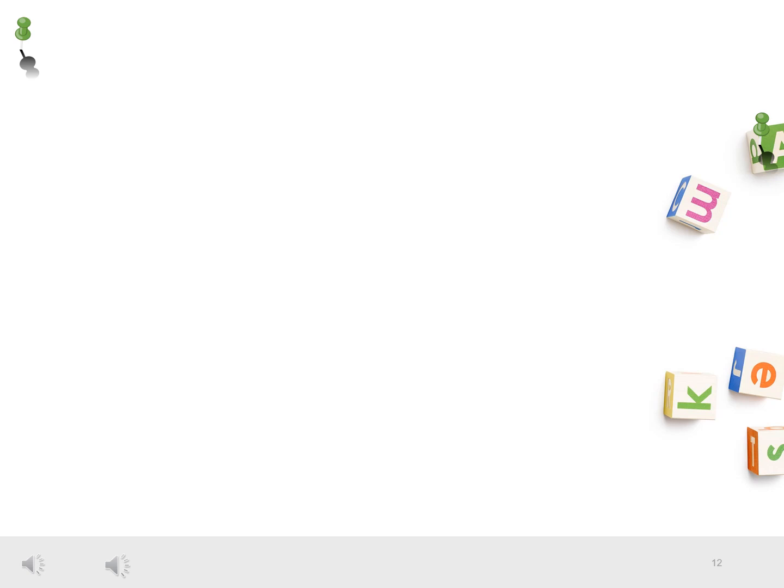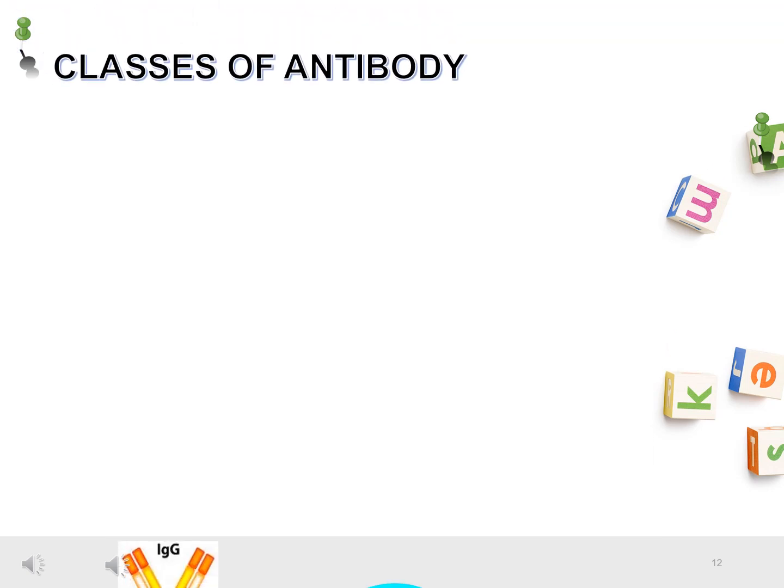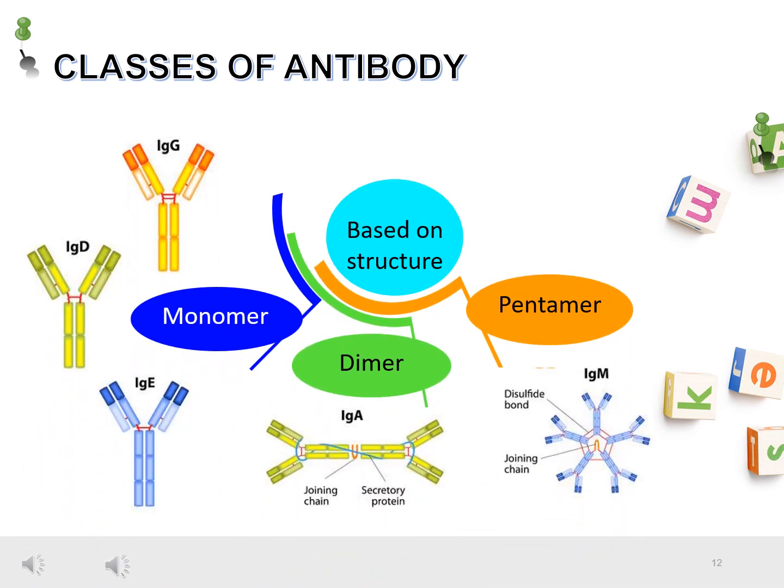Now we continue on the classes of antibody. There are five classes of antibodies: IgA, IgD, IgE, IgG, and IgM, named according to the structure of constant region. IgD, IgE, and IgG are monomers. IgA is a dimer composed of two conjoint monomers. IgM is a pentamer composed of five monomers.